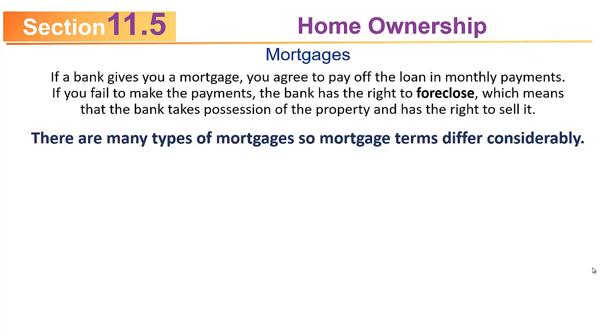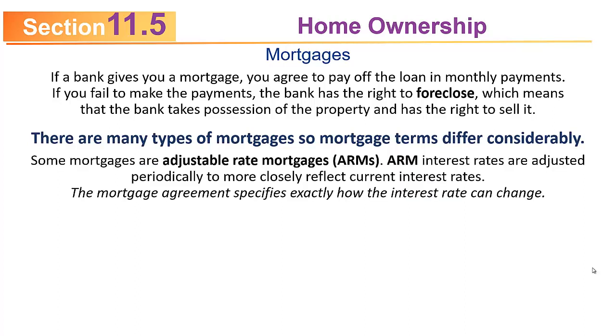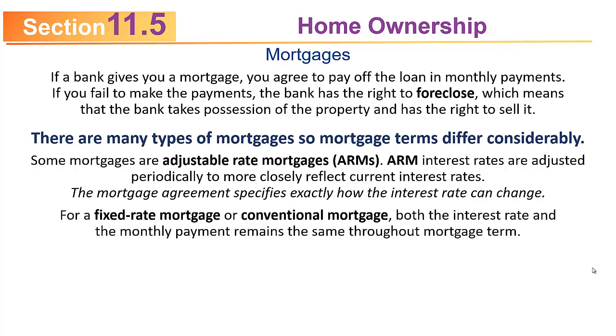There are many types of mortgages, so a lot of terms will differ, and sometimes considerably. Some mortgages are adjustable rate mortgages, sometimes called ARMs. ARM interest rates are adjusted periodically to closely reflect the current interest rates. In other words, once you sign for a certain rate, it might change based on what's going on in the economy. The mortgage agreement specifies exactly how that interest rate can change.